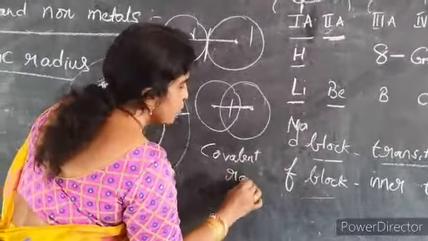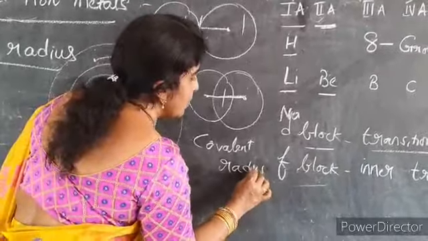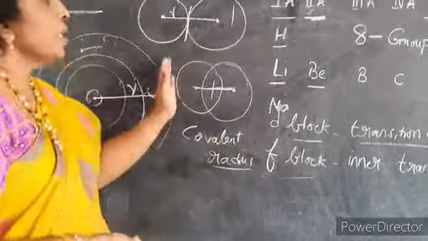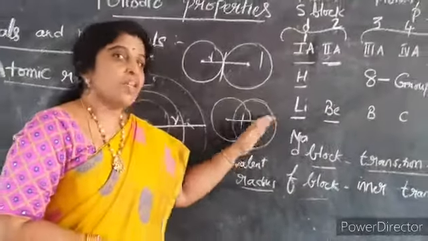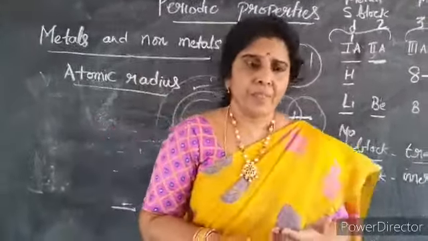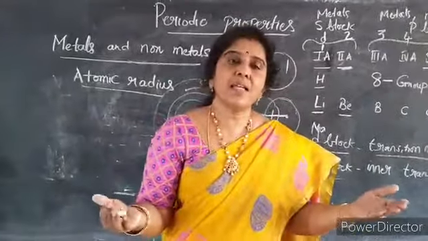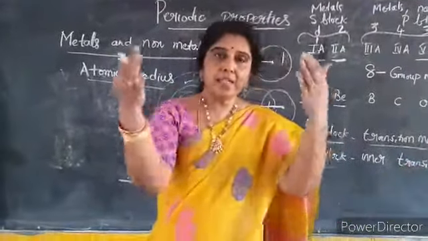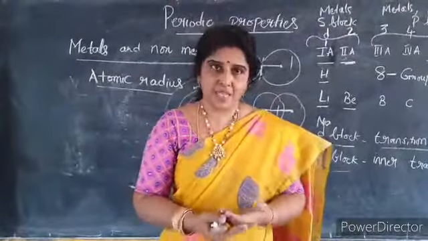Covalent radius. So this is how we can calculate the size of the atoms when they are in the bonded state forming molecules. Okay, now the next question. What happens to the atomic size in a period and in a group? What happens to the size?